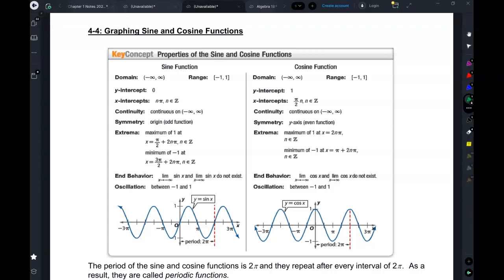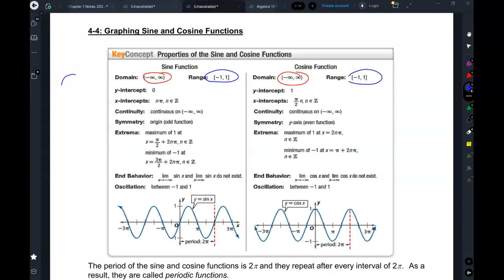For sine and cosine, what is extremely important, and this shouldn't be new because we've covered it in Algebra 2, is the domain. The domain of sine and cosine functions, for both of them, is negative to positive infinity. That means it is never undefined. There are no holes in the graph. There are no vertical asymptotes. That's it. Now, the range for sine and cosine functions goes from -1 to 1.